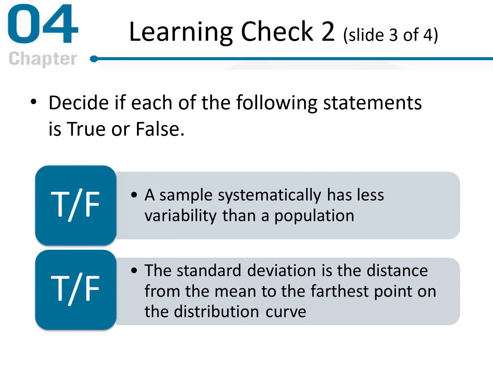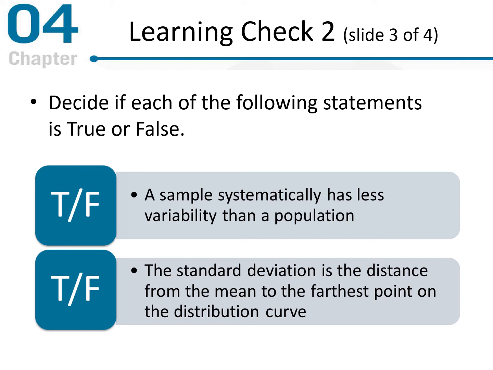Here's another check. Decide if the following are true or false. A sample systematically has less variability than the population. Well, I had mentioned that before, that the sample variance is smaller than the population variance. That's why we have to use n minus 1 in the denominator. So yeah, the sample has less variability than the population. It's true.